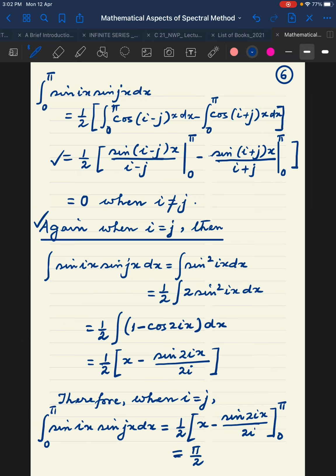Now let us use the domain for i equal to j. You put the limit of the integral, that is 0 to pi, and see what we get.